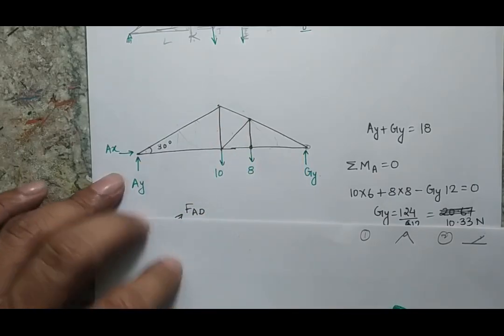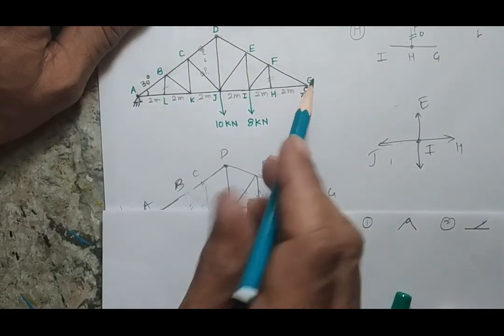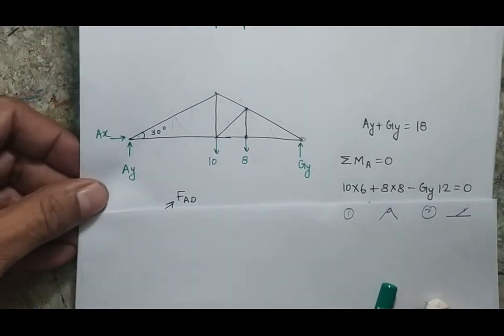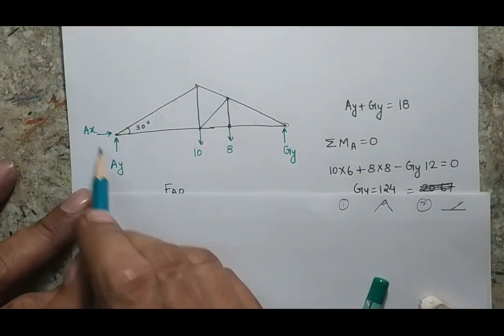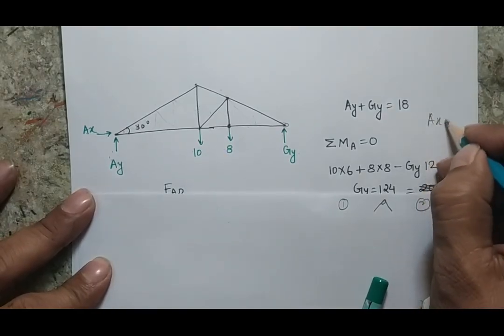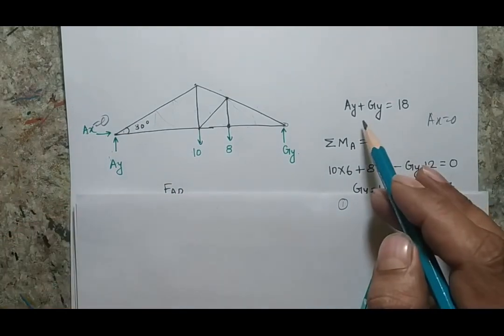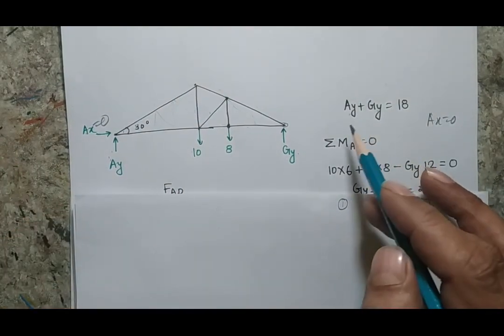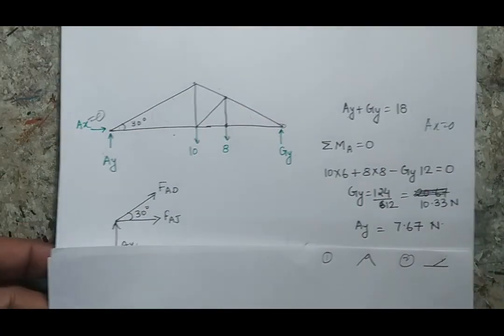So now I can solve the problem. As I know that joint A is a pin joint and joint G is a roller joint, I am taking a reaction at G vertically upward, and at the pin joint there will be 2 reactions. But I know that there is no other horizontal force, so my horizontal reaction will be 0. When I balance the vertical forces, these 2 will be equal to 10 plus 8, which is 18, and now I am going to take moment at point A.